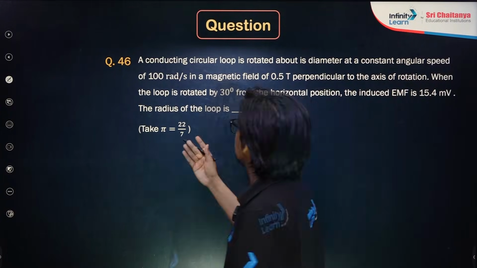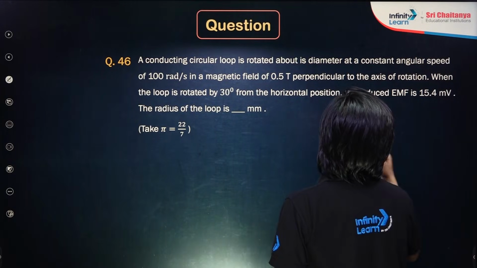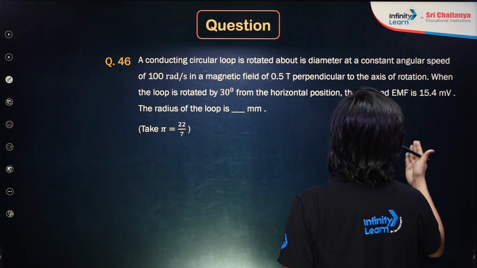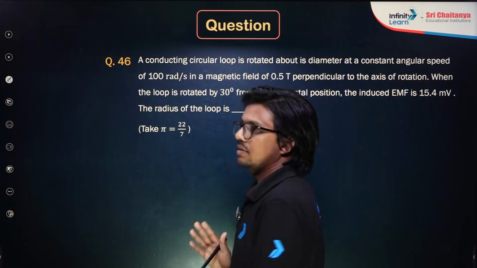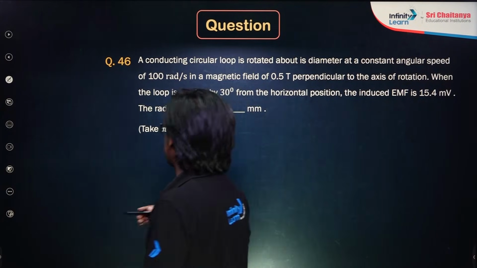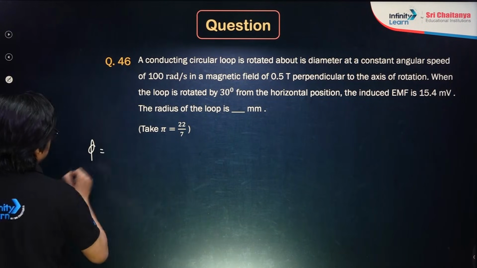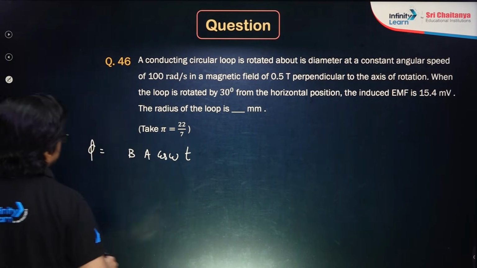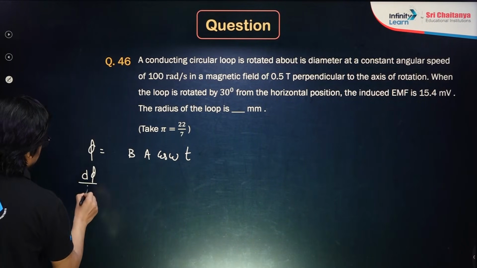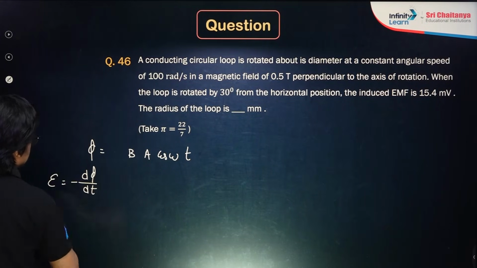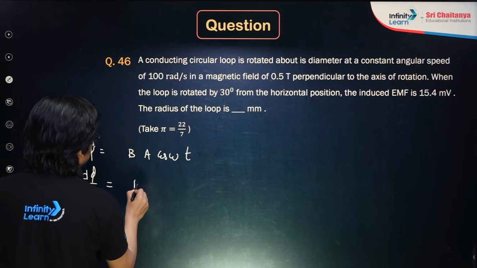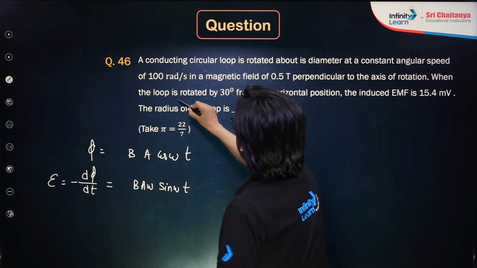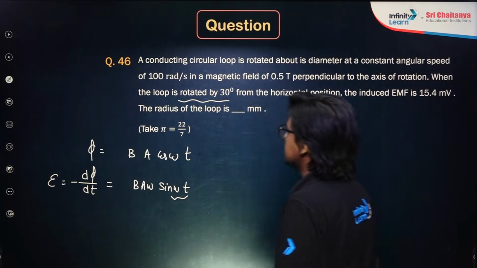100 radian per second in a magnetic field of 0.5 Tesla perpendicular to the axis of rotation. When the loop is rotated by 30 degree from the horizontal position, the induced EMF is 15.4 millivolt. The radius of the loop is, okay, so you can write associated magnetic flux, that is actually equal to BA cos of omega t. Okay, if you take the EMF, that is minus d phi by dt, and on calculation you are going to get BA omega sine omega t. So when the loop is rotated by 30 degree, that means this omega t is 30 degree.